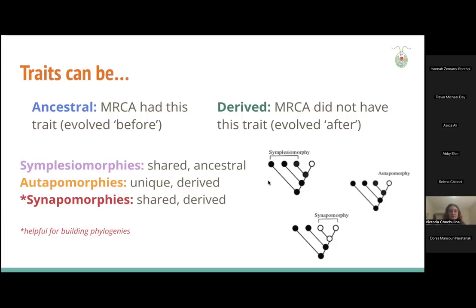And another kind of classification terminology that arises here are symplesiomorphies, autapomorphies, and synapomorphies. A symplesiomorphy is a trait that is shared and ancestral. So shared among species, and the most recent common ancestor of that overall group had the trait. Autapomorphies are traits that are unique and derived. So only one species has it. That's a pretty easy way to recognize an autapomorphy. And then synapomorphies are traits that are shared and derived. So it evolved after the MRCA of that group, and several species have that trait. And these are going to be what's most helpful for us when we're building phylogenies.